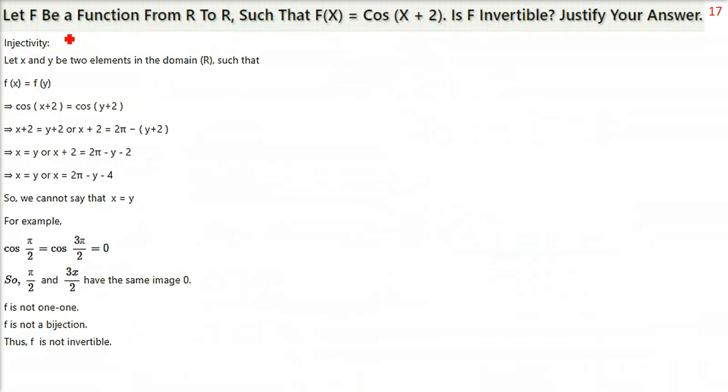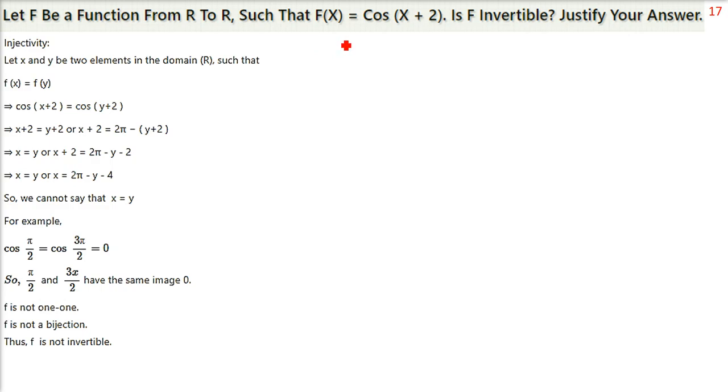Next question is, let f be a function from R to R such that f(x) equals cos x plus 2. Is f invertible? And justify your answer. So our function is cos x plus 2. So we are dealing with question number 17.